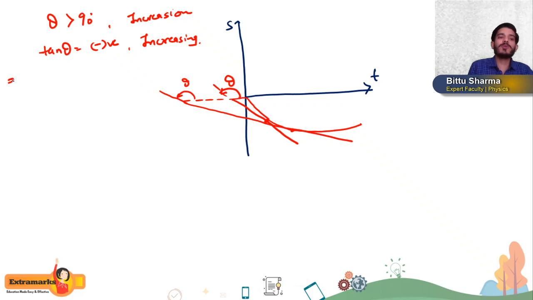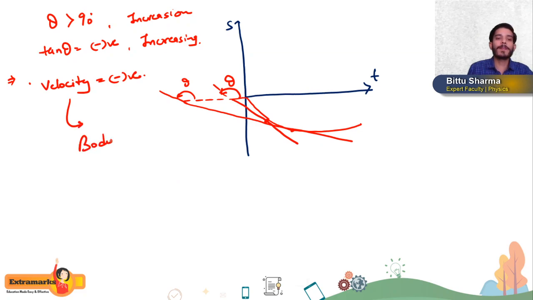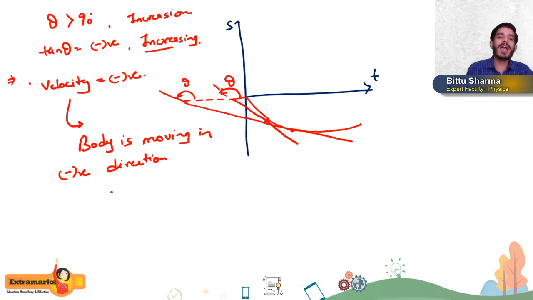If tan theta is negative means, students, what? Tan theta is negative means slope is negative. Slope is negative means, what is the slope of a displacement time graph? Velocity is negative. Velocity is negative here. Velocity negative means the body is moving in negative direction. Okay, but velocity is increasing means it's an accelerated motion. It is an accelerated motion.